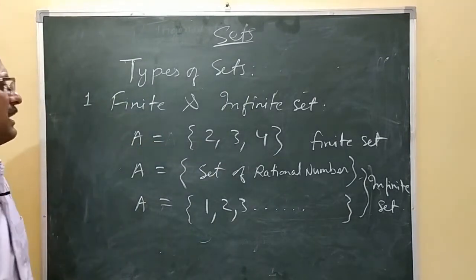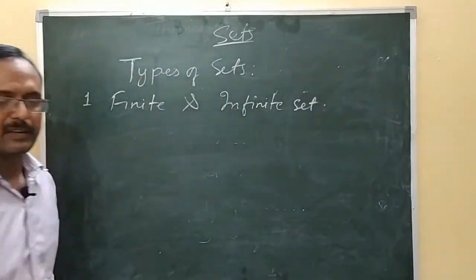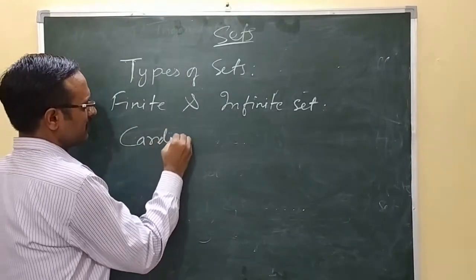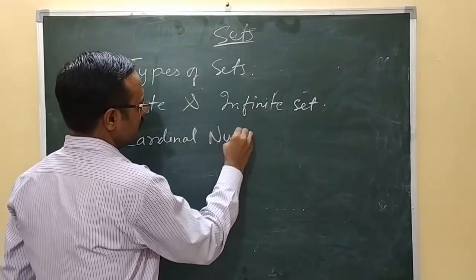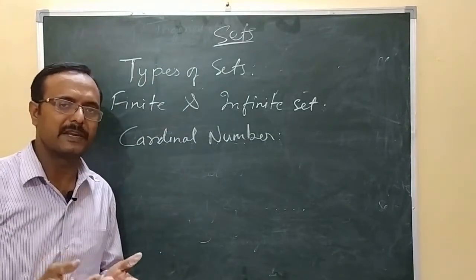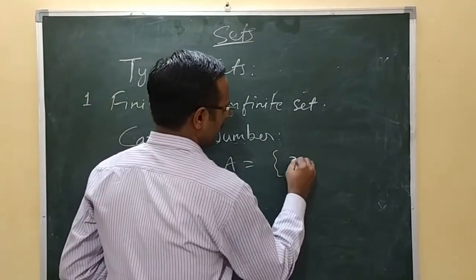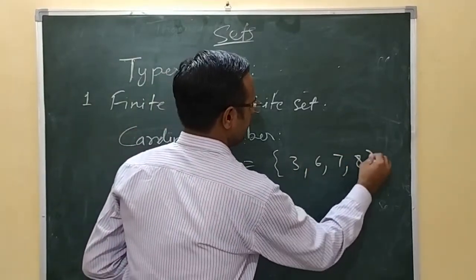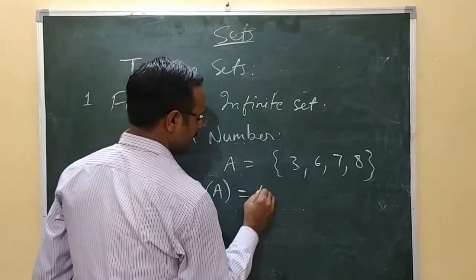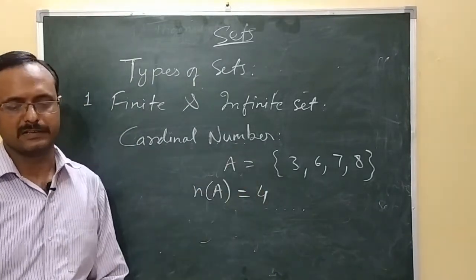A term related to finite sets is the cardinal number. This is a number which shows how many elements there are in a set. Suppose there is a set A equal to 3, 6, 7, 8. Then the cardinal number of A will be 4, as there are 4 elements. The cardinal number shows the number of elements in a set.